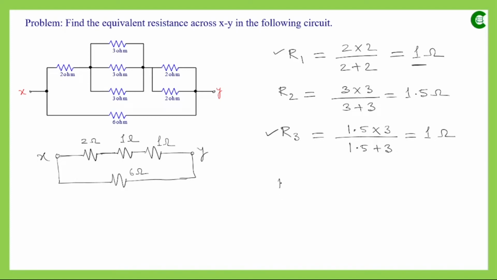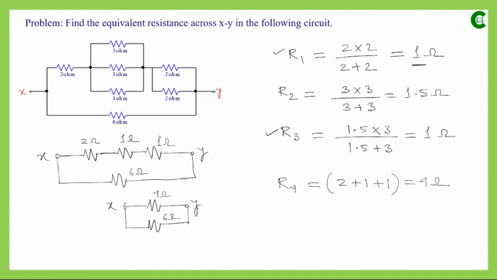So if we assume that the equivalent resistance value of this connection is R4, then that value can be found out as 2 plus 1 plus 1. So it will be 4 ohm. Now we can think of this simplified circuit as having two resistors with values 4 ohm and 6 ohm respectively, and we can find out the equivalent resistance value.